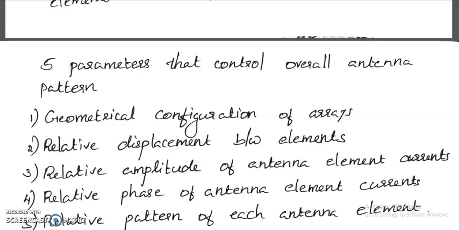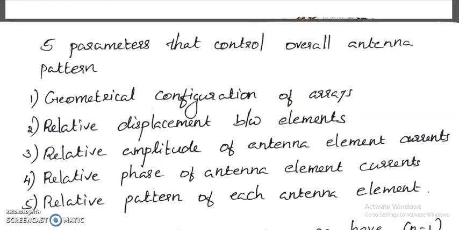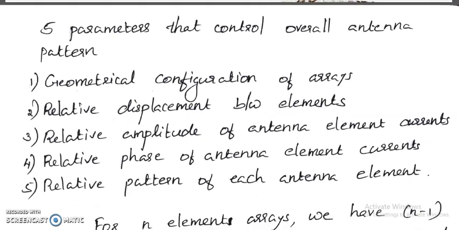The 5 parameters are: first one, we can control the geometrical configuration of the array. That means we can arrange antennas in a linear fashion, or in a circular fashion, or in other ways. By controlling the geometrical configuration, we can control the antenna pattern. The second parameter is the relative displacement between antenna elements. The third one is the relative amplitude of the antenna element current. We apply the current to each antenna element by controlling its amplitude, so we can control the radiation pattern.